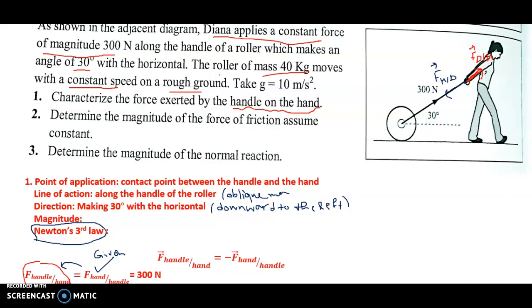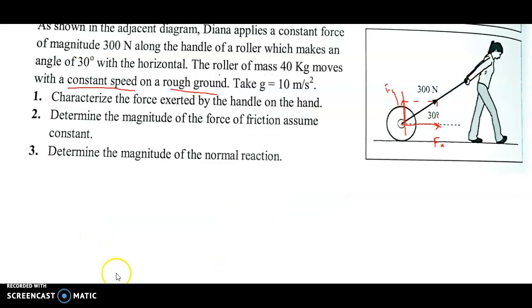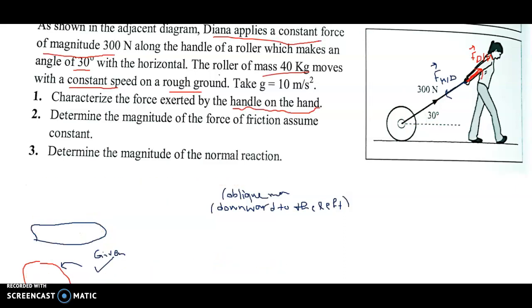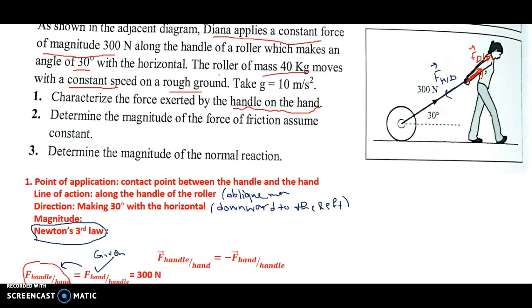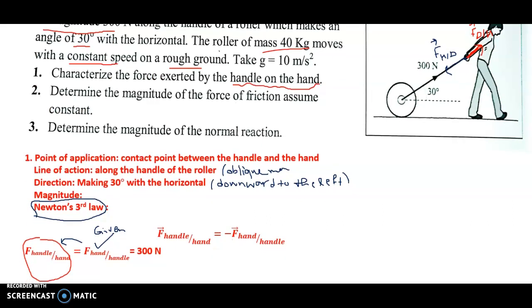And the magnitude is, according to Newton's third law, F vector handle on hand is equal to minus F vector hand on handle. So as a magnitude, they are equal to each other. We are given the magnitude of the force exerted by the hand on the handle. So we say that F handle on hand is equal to 300 newtons.